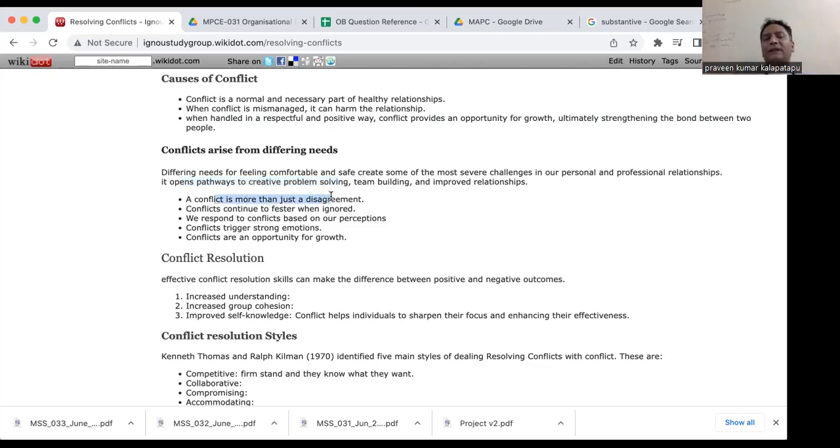Conflict is more than a disagreement. It is not just about disagreement. If you just leave it, it is not just going to affect that particular statement or situation. It is going to affect the overall situation between this particular group or employees, whoever we are talking about. It is going to continue to fester when ignored. Response to conflict is based on our perception. The way that we respond is based on our perceptions. It could be different from reality, but perception plays the greater part. It triggers strong emotions, and it provides an opportunity for growth.